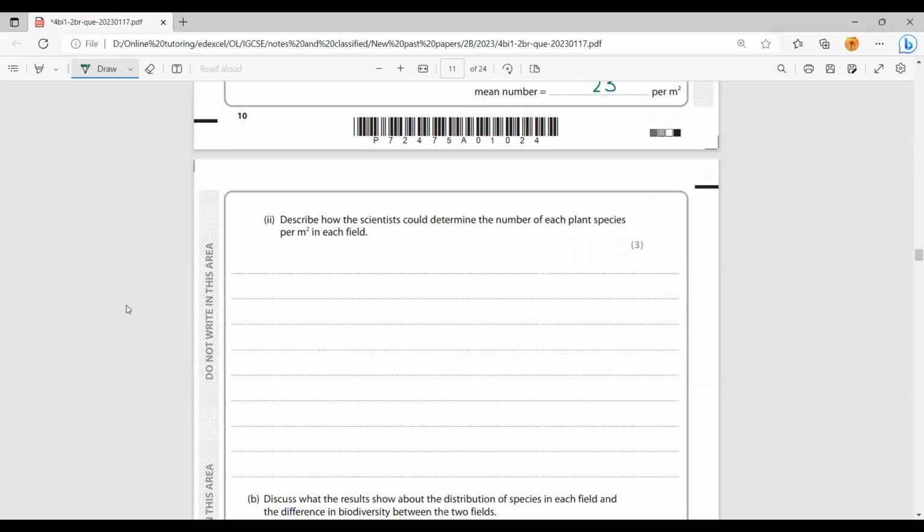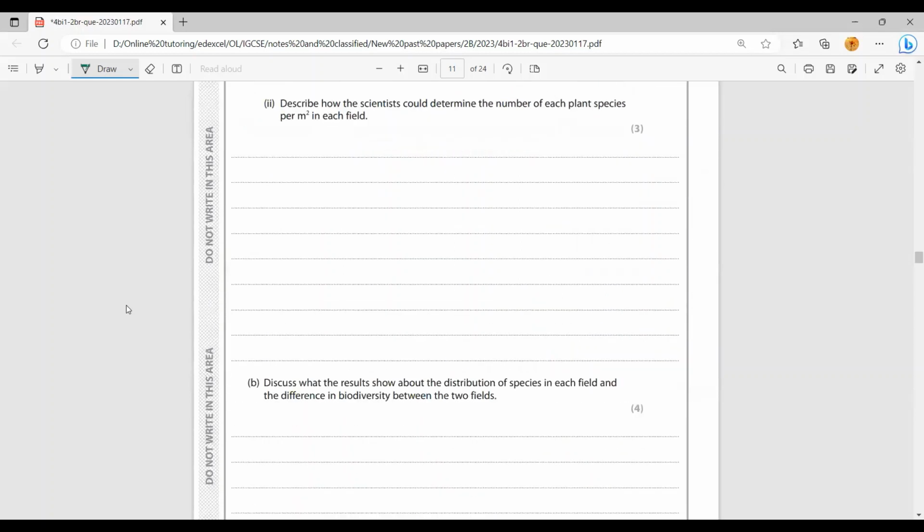Describe how the scientists could determine the number of each plant species per meter squared in each field. How, Nesreen? By using what here? It must be a quadrat. Yes. So where do I get the 3 marks? We can count and record on a table and then repeat. First you tell me by using a quadrat by random sampling.